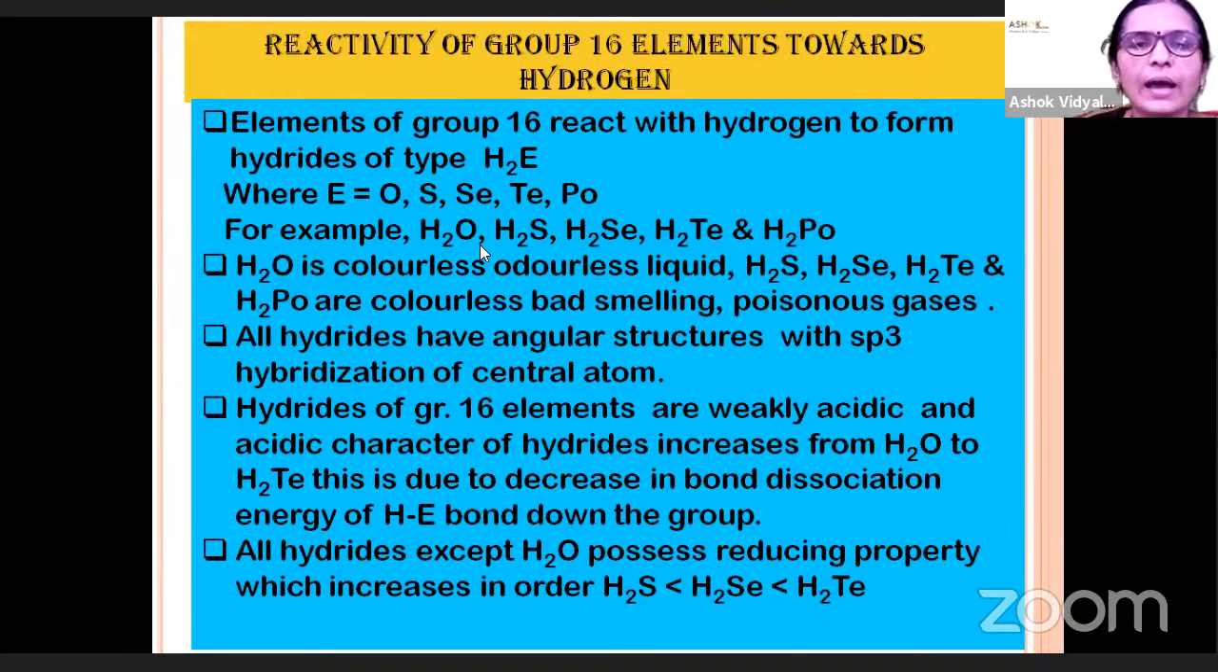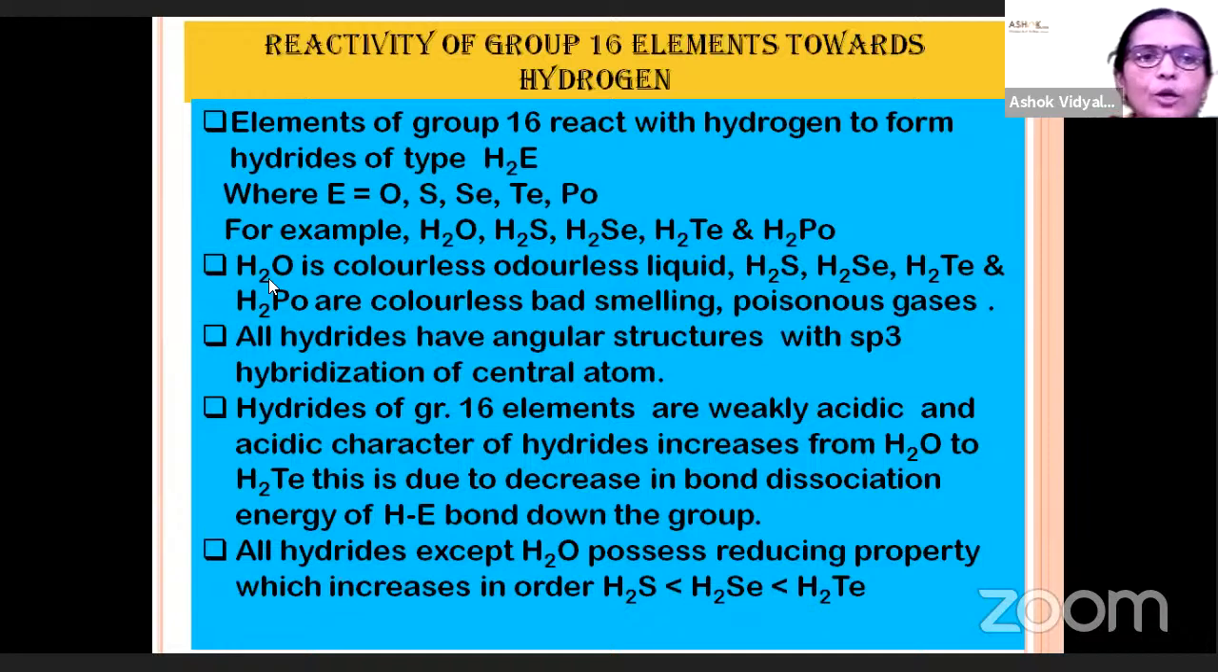form the hydrides of the type H2O, H2S, H2Se, H2Te and H2Po. Means oxygen forms the hydride H2O, sulfur forms H2S, selenium forms H2Se and tellurium forms H2Te, while polonium forms H2Po.